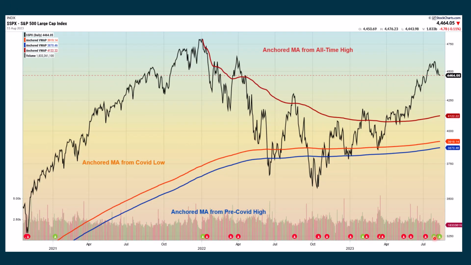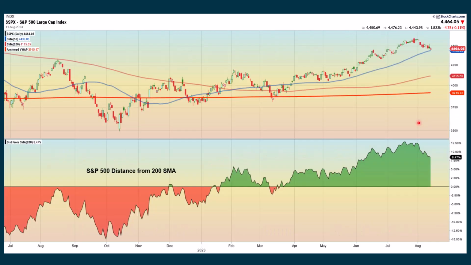We look at an anchored moving average going back to the all-time high. Even though the S&P has been declining, we're still far above this level. We also keep an eye on whether we're above or below the 200-day simple moving average. When we're green, we're above it, even though we have been declining since the last part of July going into the first part of August.